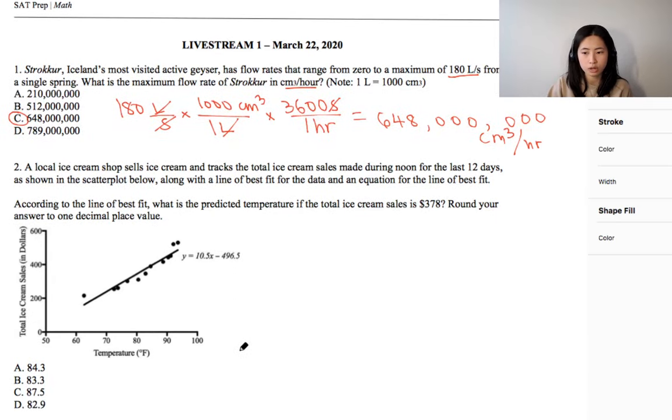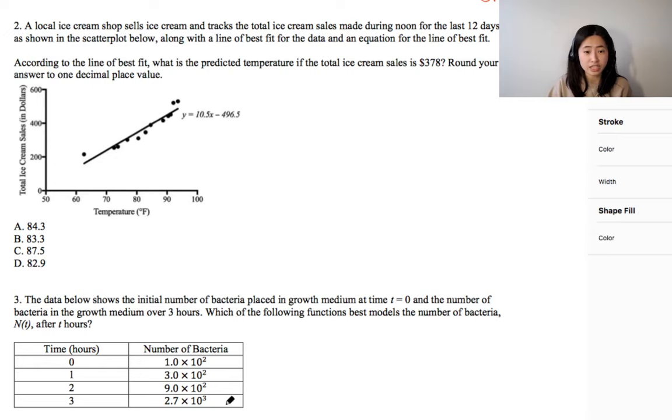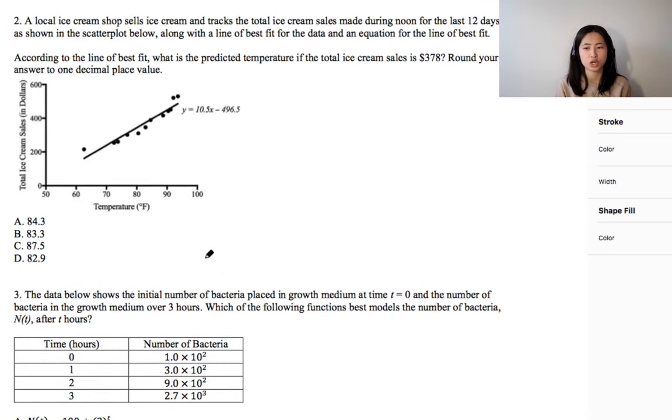Great. So moving on to question 2. We have a local ice cream shop that sells ice cream and tracks the total ice cream sales made during noon for the last 12 days, as shown in the scatter plot below, along with a line of best fit. So this is your line of best fit for the data and an equation for the line of best fit.